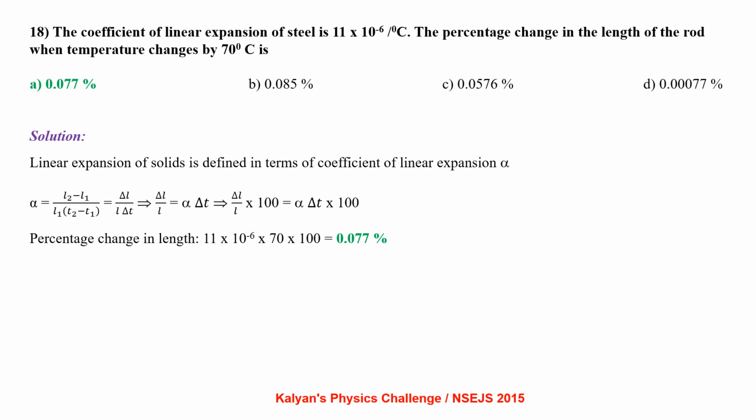The coefficient of linear expansion of steel is 11 into 10 power minus 6 per degree centigrade. The percentage change in the length of the rod when the temperature changes by 70 degrees is. Linear expansion of the solid is defined in terms of coefficient of linear expansion as alpha equal to L2 minus L1 by L1 into T2 minus T1, from where we get the percentage change in length delta L by L into 100 as alpha delta T into 100, which comes out to be 0.077 percentage.